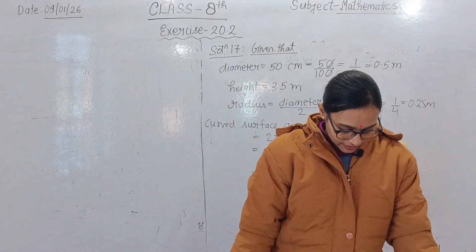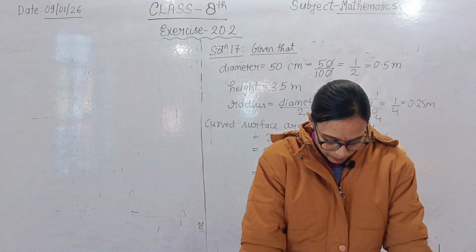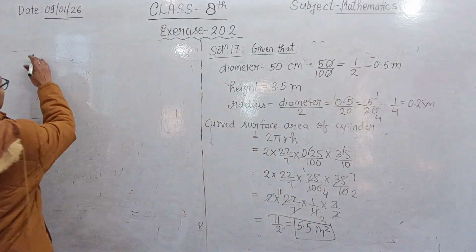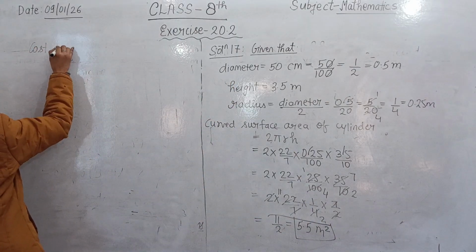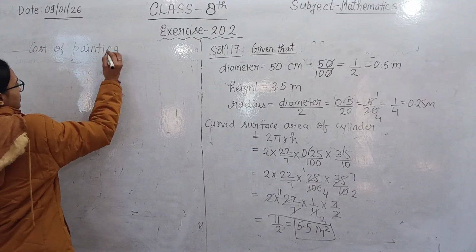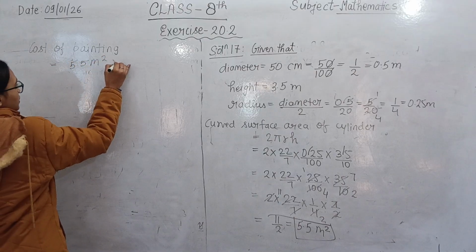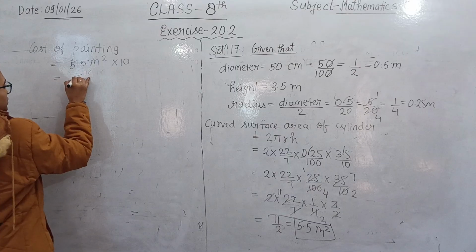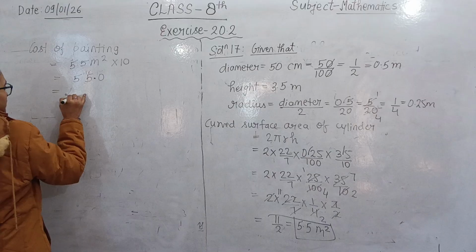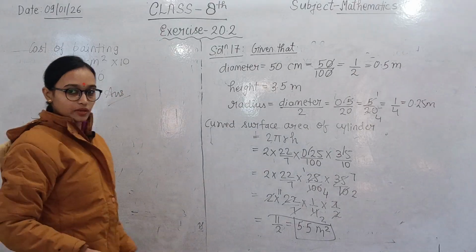Now in question, it is given that the area of the pillar is painted at the rate of rupees 10 per square meter. So, cost of painting will be equal to 5.5 meter square multiplied by 10, which will be equal to 55 rupees. So this is the solution of question number 17.